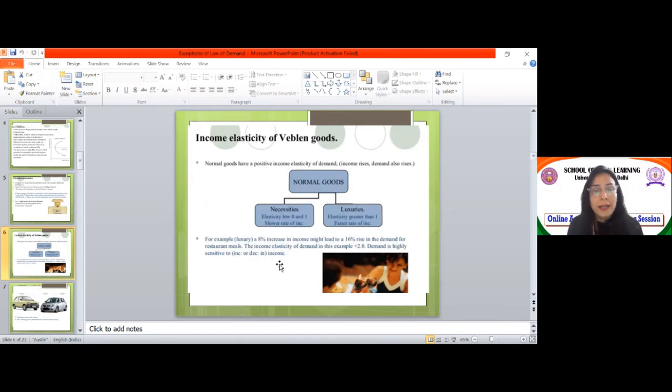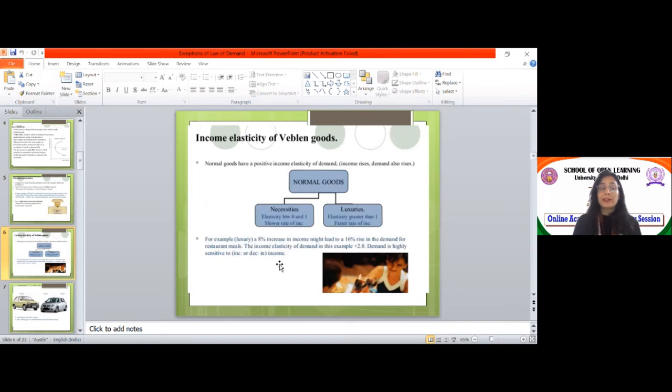So for example, here 8% increase in income might lead to a 16% rise in demand for the restaurant meals. And obviously आप देखते हो कि जैसे जैसे आपकी income बढ़ती है, you tend to go out much. When your income is very less, you don't go out. You don't want to spend money on eating outside. But when your income increases, you tend to go for that luxury restaurant meals. So the income elasticity of demand here is like 2. So demand is highly sensitive to the income.